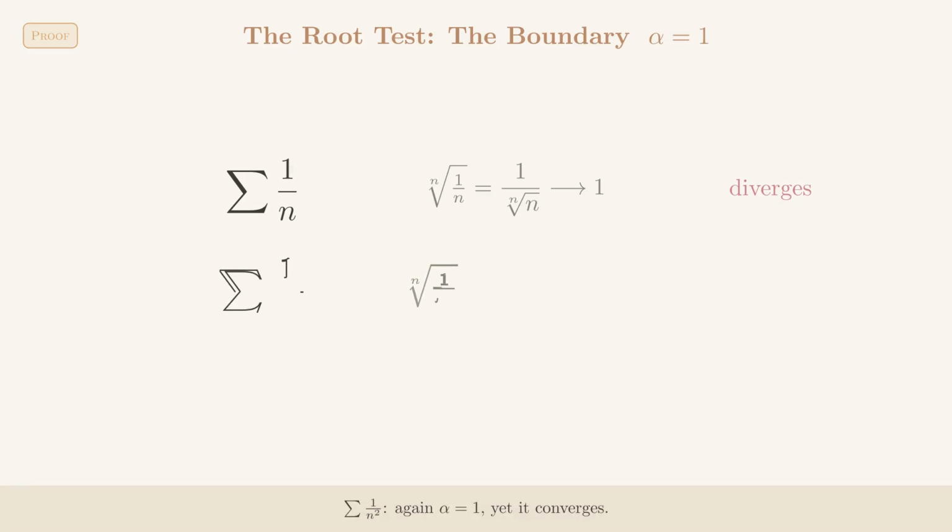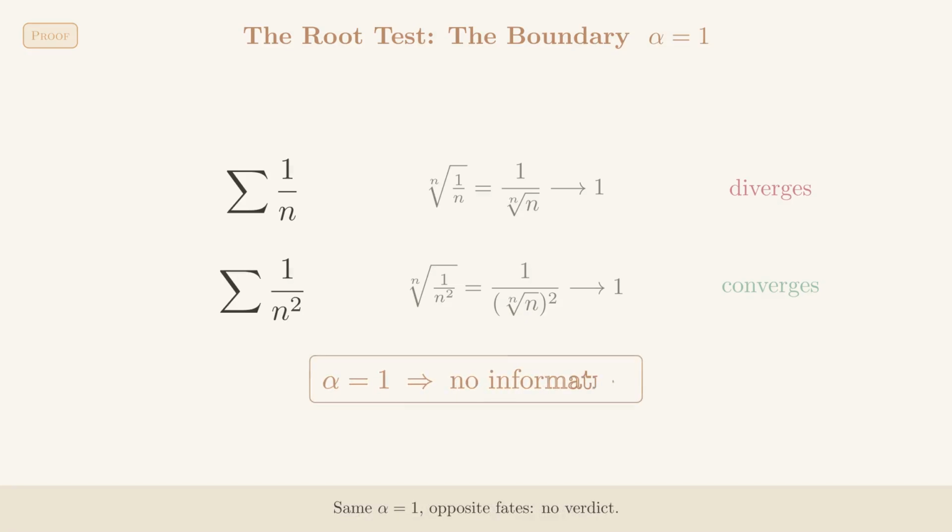Now the sum of 1 over n squared. Again, the nth roots tend to 1, so alpha equals 1. Yet this series converges. Two series, both with alpha equal to 1, and opposite fates. So when alpha equals 1, the root test simply cannot decide. That settles all three cases and completes the proof of the root test.